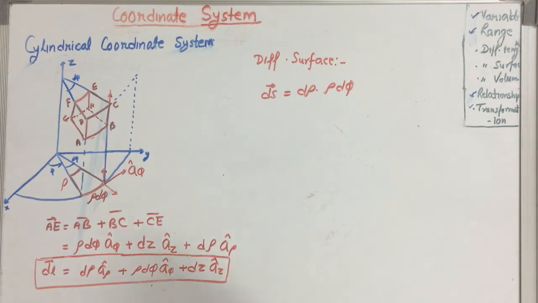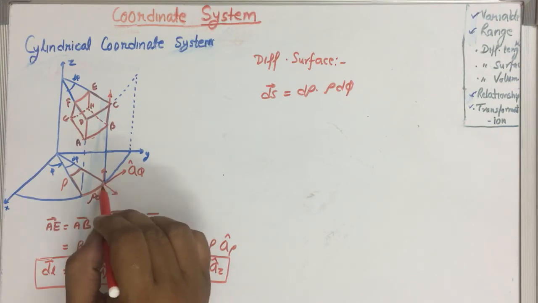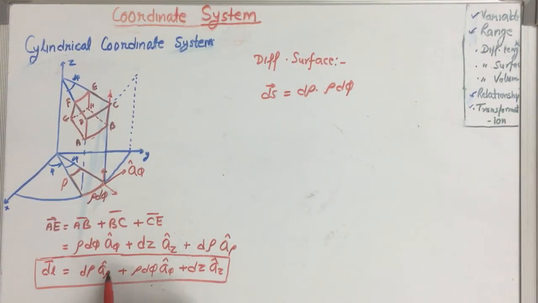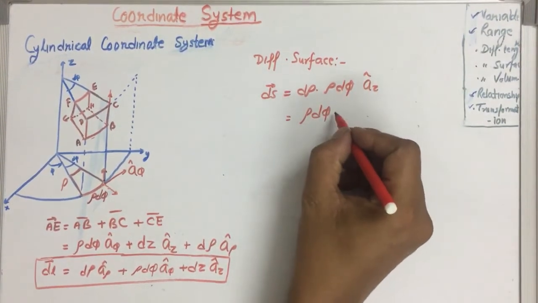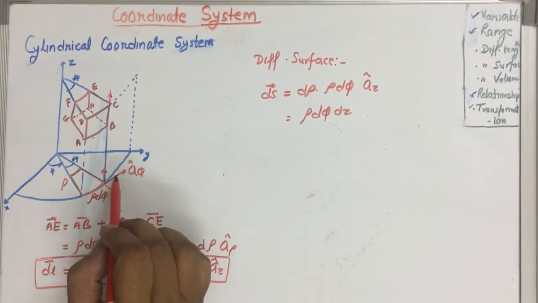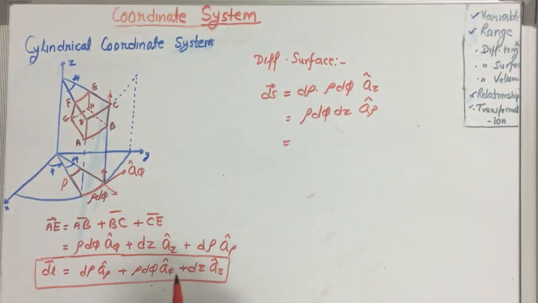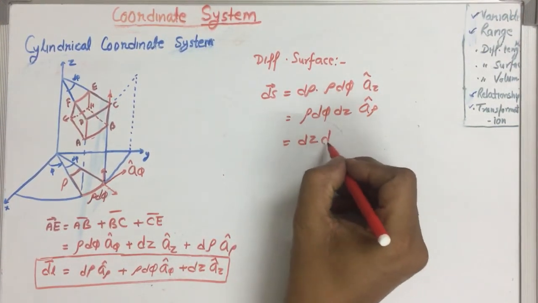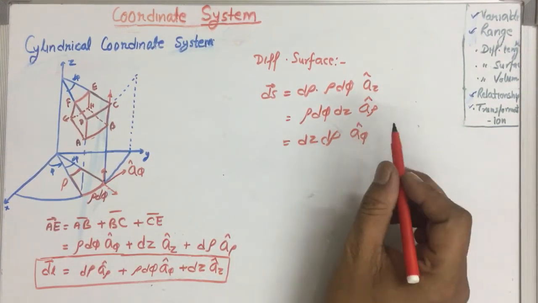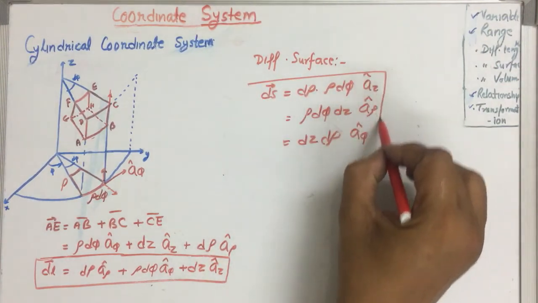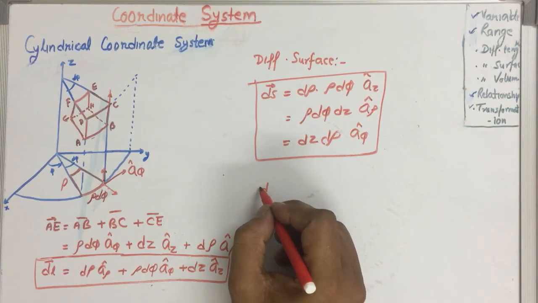In that case, the product of two of these unit vectors will give the third one. The product of A rho and A phi will give AZ. Similarly, the product of A phi and AZ will give A rho, with coefficients rho d phi and dz. And similarly, the product of AZ and A rho, with coefficients dz and d rho, will give us A phi. So in this way, we are able to find the differential surface for this differential object. It can be plus and minus both.